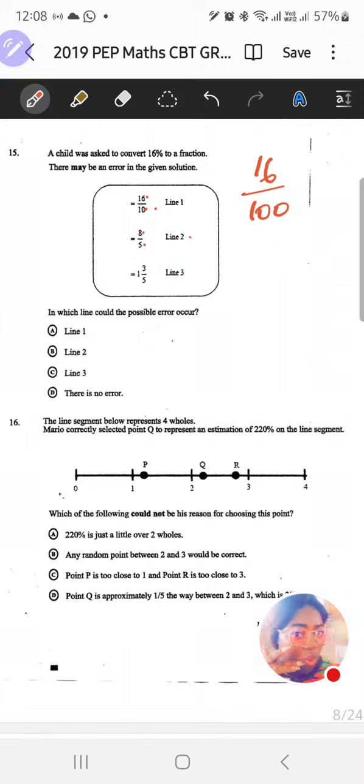Let's look at line 3. If we have 8 divided by 5, we would have 5 into 8 goes 1 time. That's our whole number. We have a remainder of 3, and we write that over our same denominator. So we have 1 and 3/5, which would be a correct way of also representing line 2. So line 2 and line 3 are both correct. And we already know that line 1 is incorrect. So which line could the possible error occur? Line 1, line 2, line 3, or there is no error? There is an error, of course. So our error found would be in line 1.